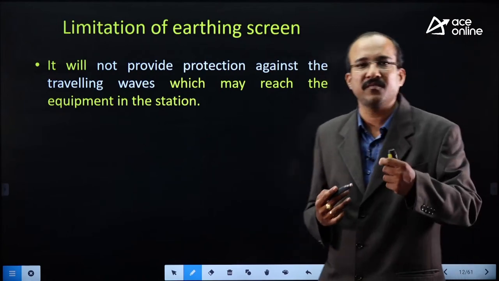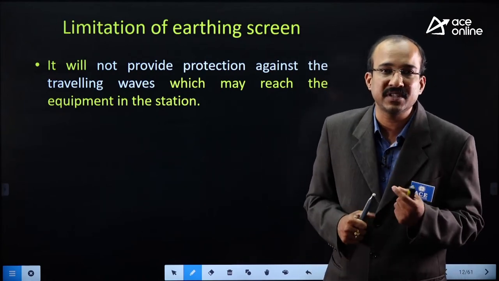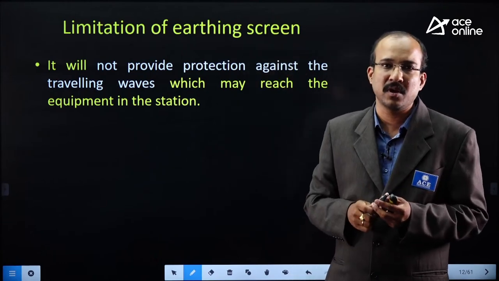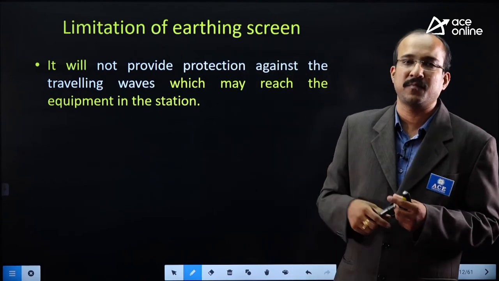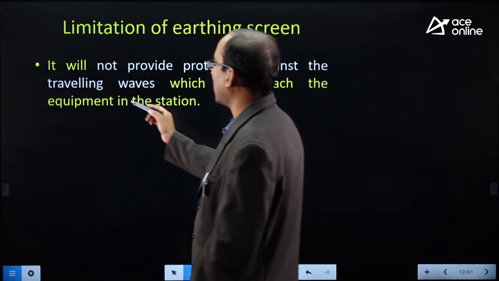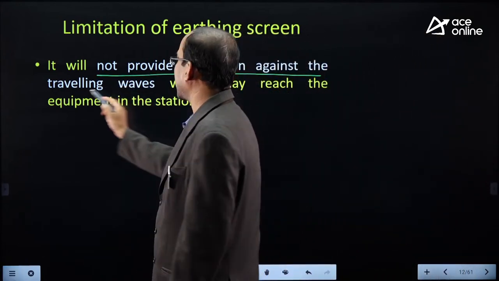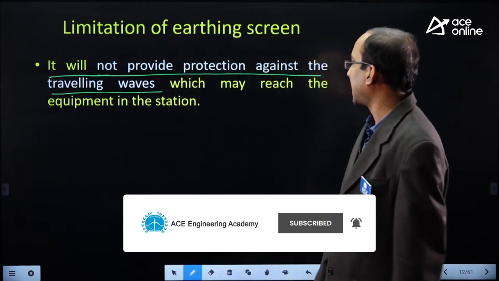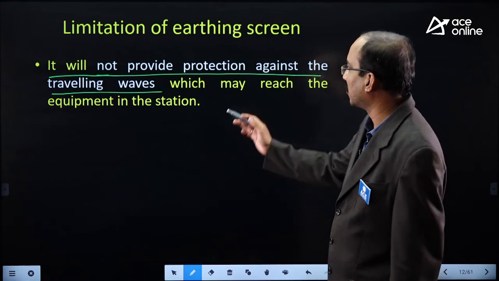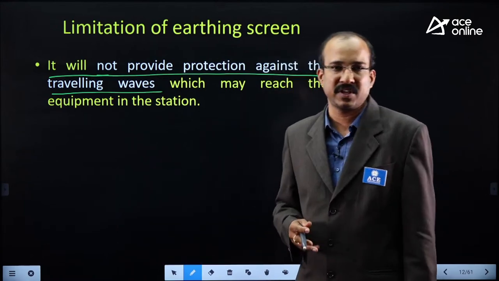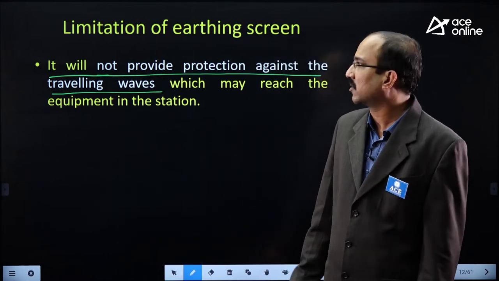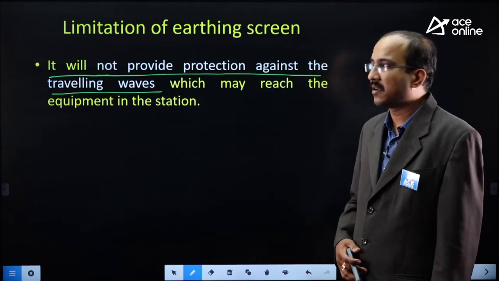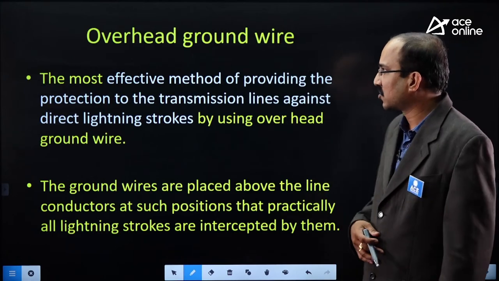So what is the limitation of this earthing screen? It will provide the protection from direct lightning stroke, but from traveling waves it cannot provide. So it will not provide protection against traveling waves, which may reach the equipment in the station and may damage the equipment. That is a drawback or limitation of the earthing screen.